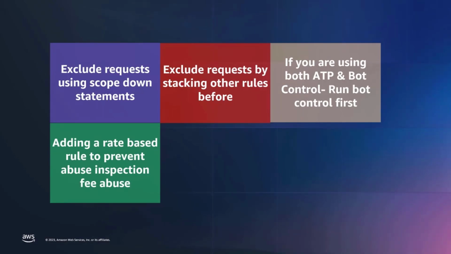Like for instance, if you want to stay within certain limits, and if you don't want to pay more than a certain range, you could rate limit on the scope down statement and prevent excess requests being processed by these premium rule groups.